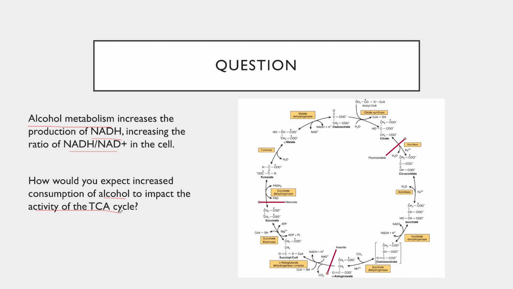So to answer this question, all we really need to know is how the TCA cycle is regulated. Again, it's regulated at two key points: isocitrate dehydrogenase and the alpha-ketoglutarate dehydrogenase complex. We know that both of these enzymes are inhibited by high levels of NADH. Therefore, in the clinical condition when NADH is elevated, you would expect decreased activity of the TCA cycle.